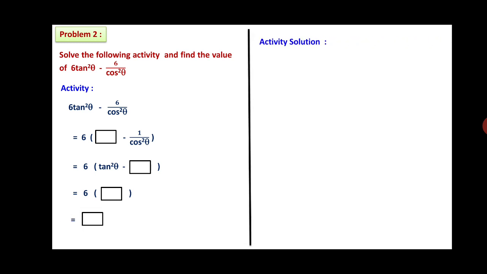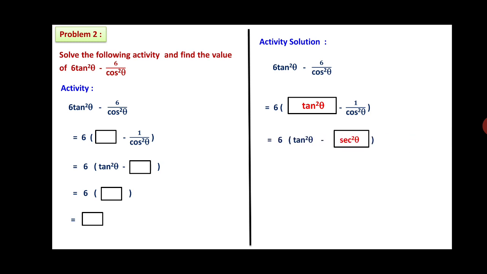So write the solution. First, write 6 tan square theta minus 6 upon cos square theta. 6 is common, and into the bracket there will be tan square theta minus 1 upon cos square theta. Friends, 6 is common, tan square theta as it is, minus 1 upon cos square theta, which is nothing but sec square theta. Therefore, 6 into bracket, we know that tan square theta minus sec square theta is minus 1. Therefore, the answer is minus 6.